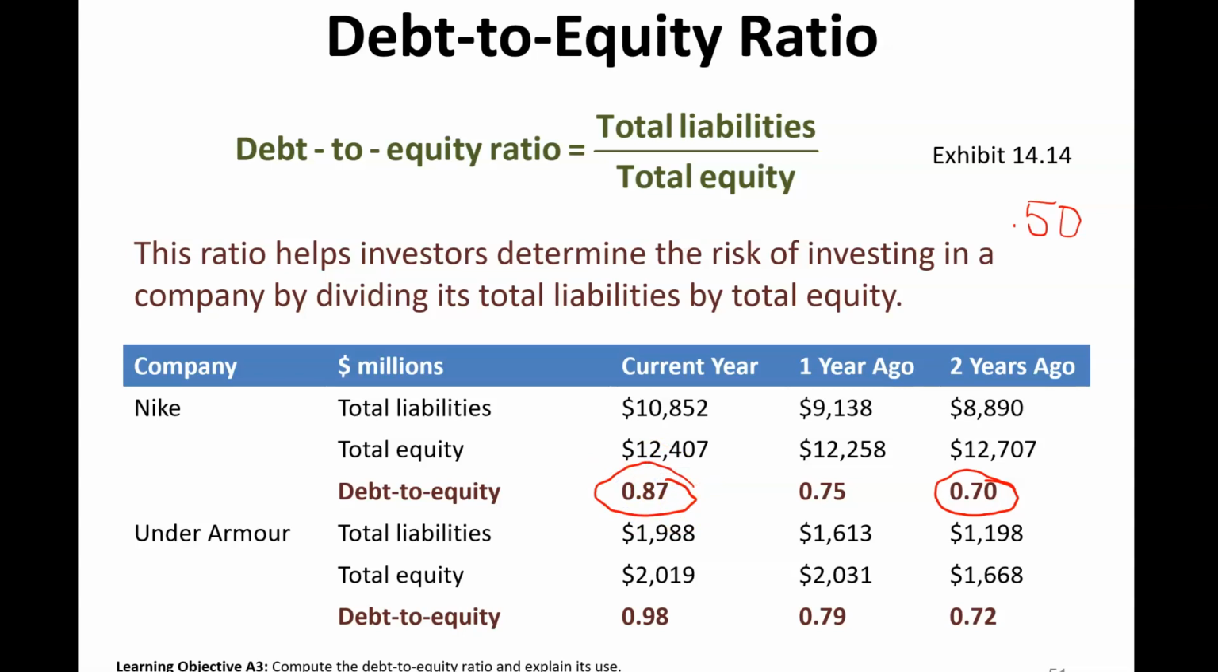So if I were investing in a company, I would want to look at why their liabilities are increasing. And then Under Armour, they're almost at 100%, which means they owe nearly as much money as what they have in equity, which is not good. You want a good balance between the two.